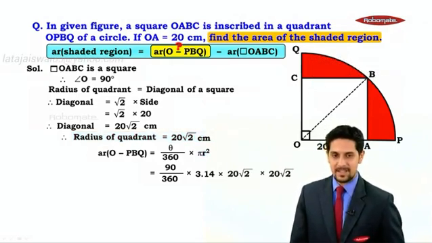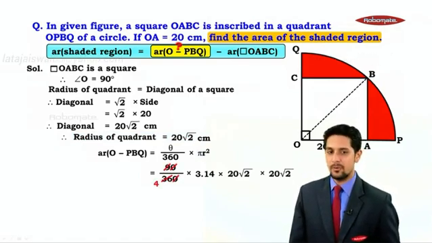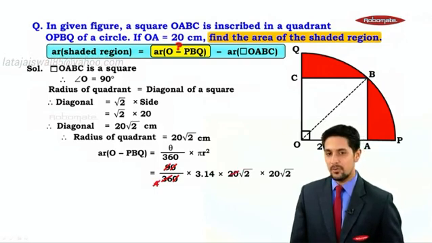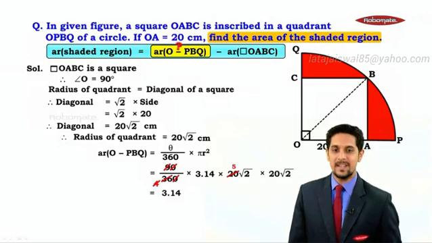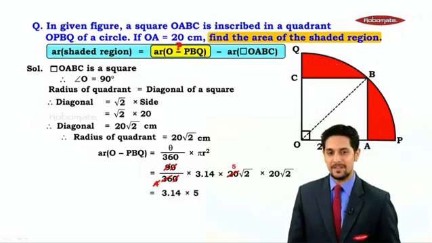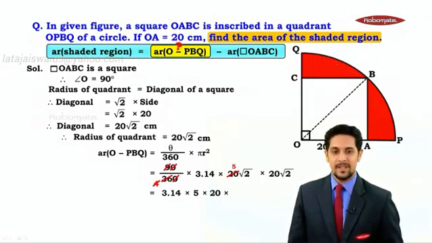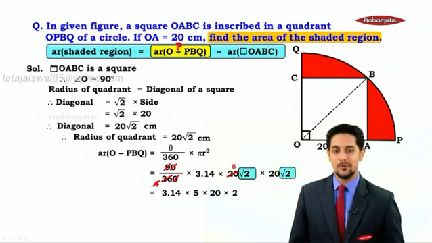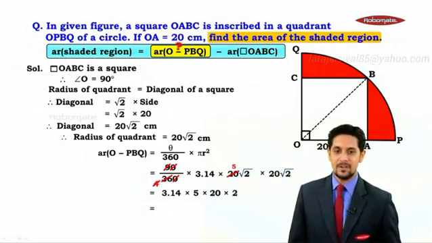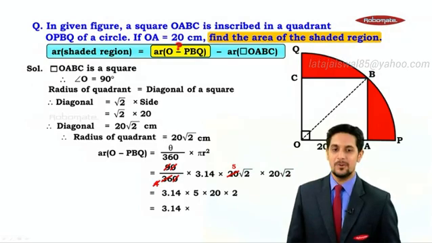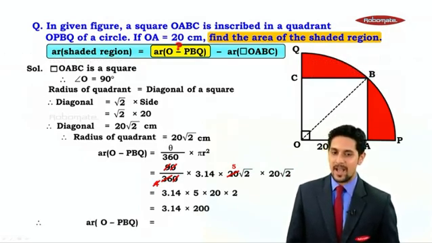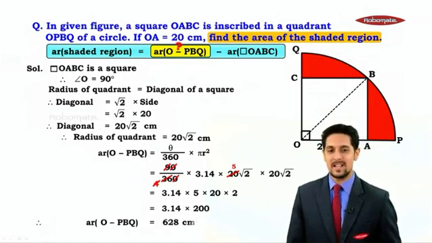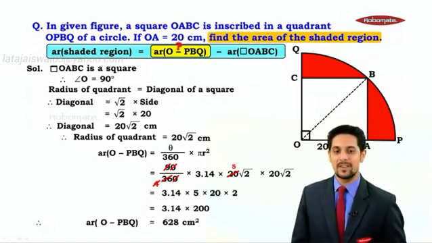The further simplification, 0 terms get cancelled. 9 into 1 is 9, 9 into 4 is 36, 4 into 1 is 4, 4 into 5 is 20. So the terms remaining are 3.14 into 5 into 20 into root 2 into root 2, which is 2. Further, it is equal to 3.14 into 200. The final answer for area of the sector O dash PBQ is equal to 628 centimeters square.